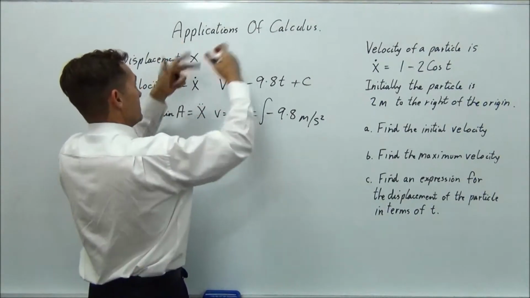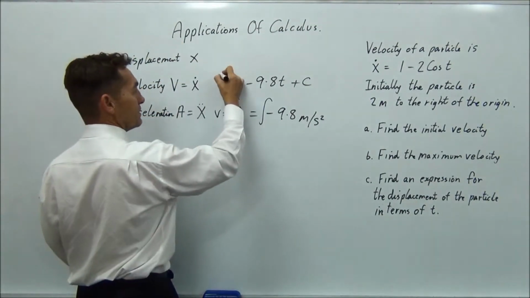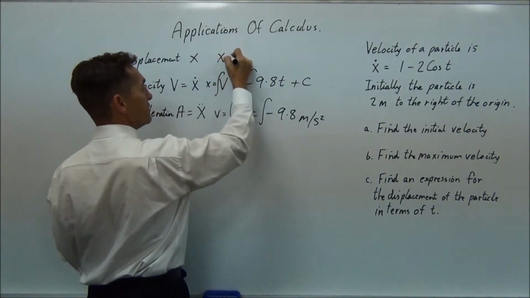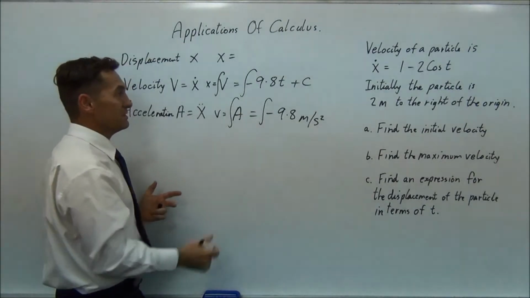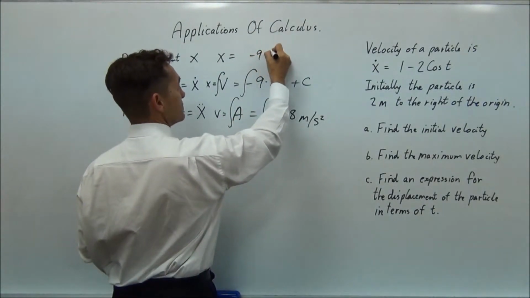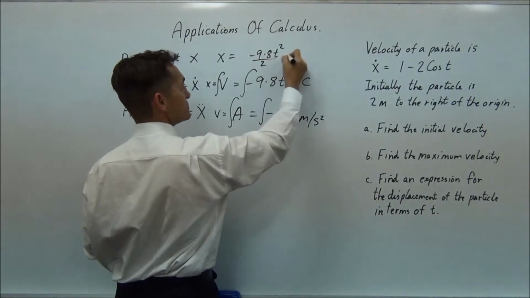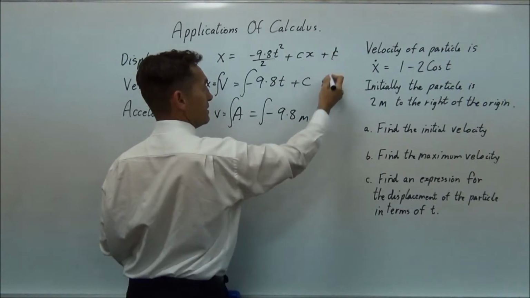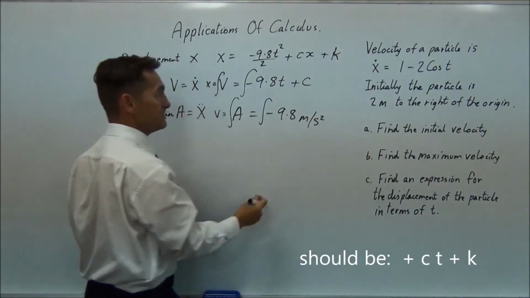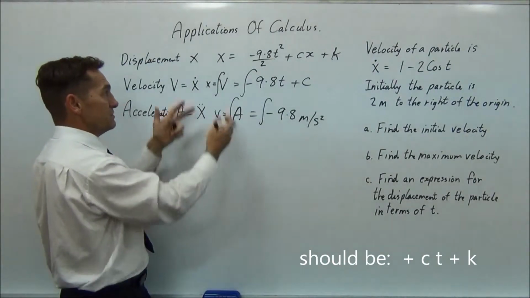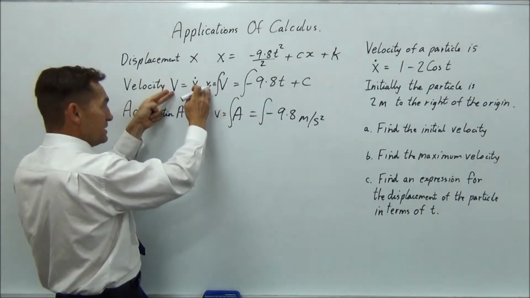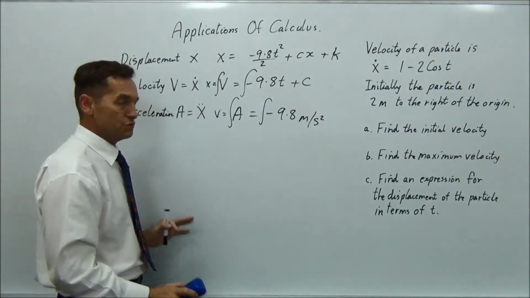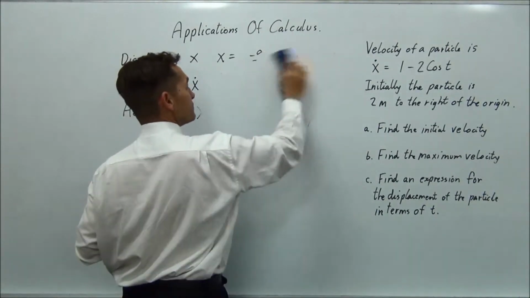And then to go up again to displacement, x is going to equal the integral of that. If we integrate that, you'll get minus 9.8 t squared on 2 plus, let's say c was known, cx plus another constant, or k. We'll make it another constant. So you need to learn those patterns: differentiate to go this way and integrate to go that way. They're the two main patterns you need to be aware of.